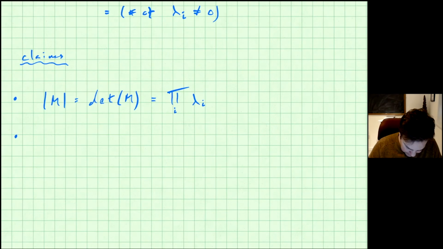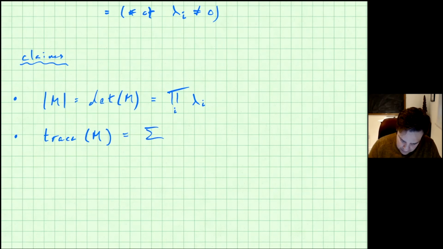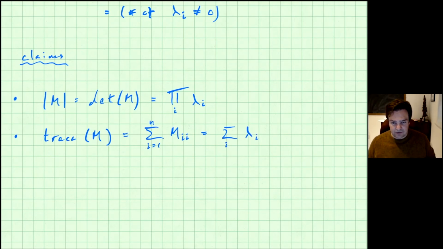Another claim is that something we call the trace of M, which I'll define, is equal to the sum of all of M's diagonal elements. Like that. This is equal to the sum of all the eigenvalues of the matrix M. That's a cool result.